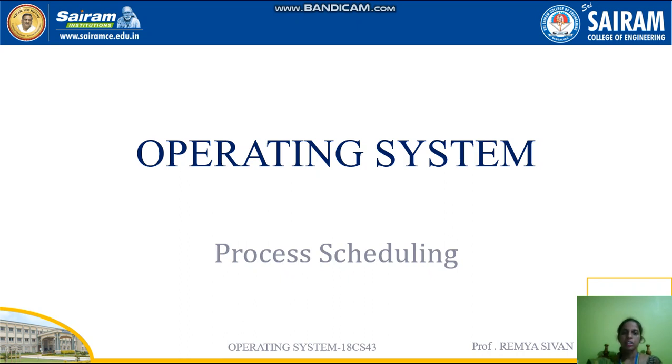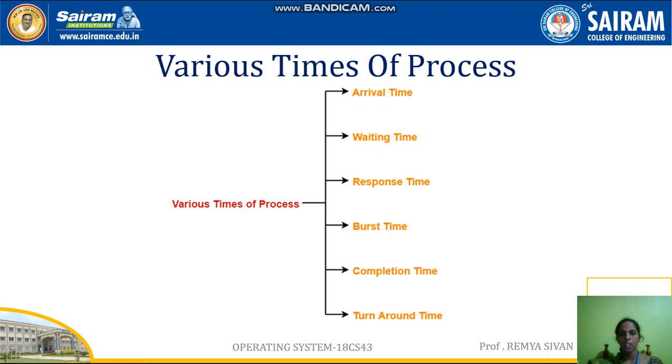Good afternoon all. So today's topic is process scheduling. Before explaining different types of process scheduling, let us see various terms related to a process. They are arrival time, waiting time, response time, burst time, completion time and turnaround time.